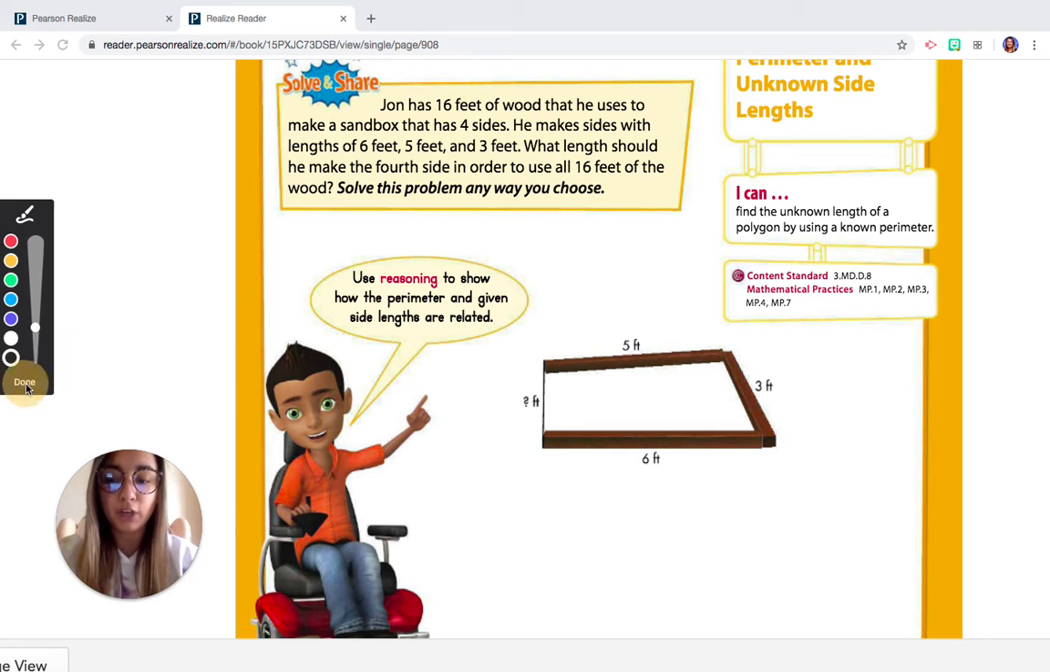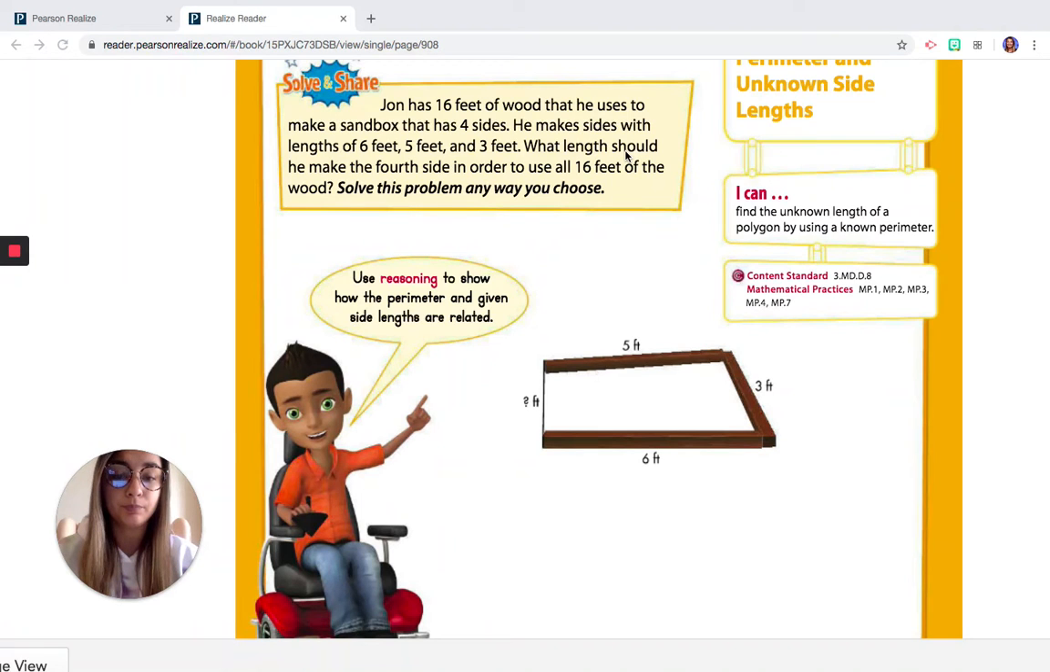I'm going to first read the question, and then we'll solve the shape. It says, John has 16 feet of wood that he uses to make a sandbox that has 4 sides. So our shape right here. He makes sides with lengths of 6 feet, 5 feet, and 3 feet. What length should he make the 4th side in order to use all 16 feet of the wood?